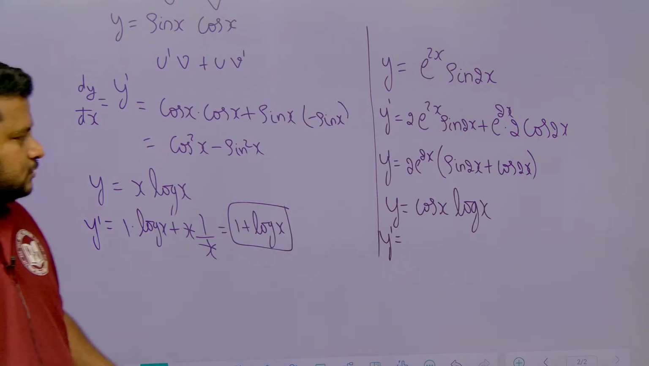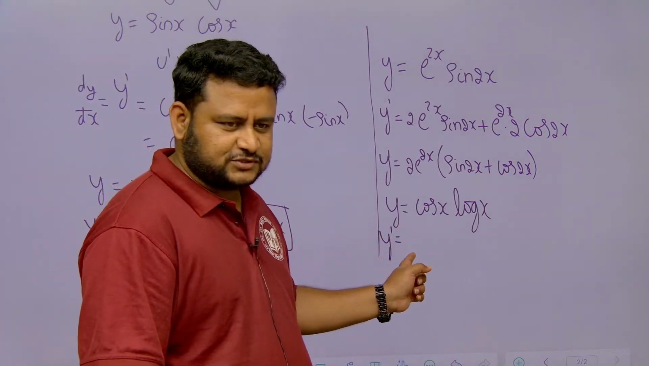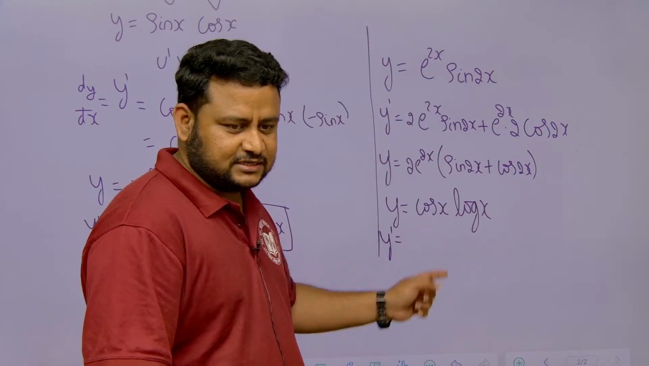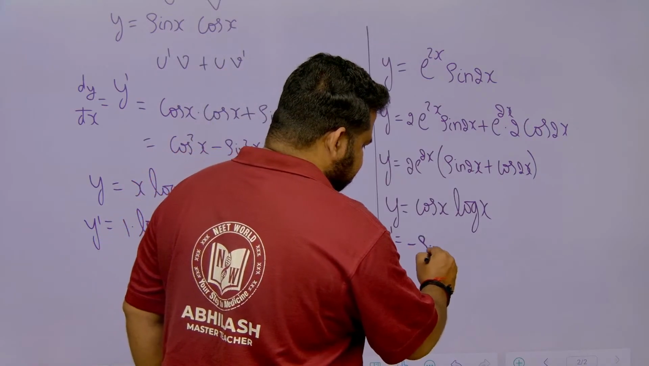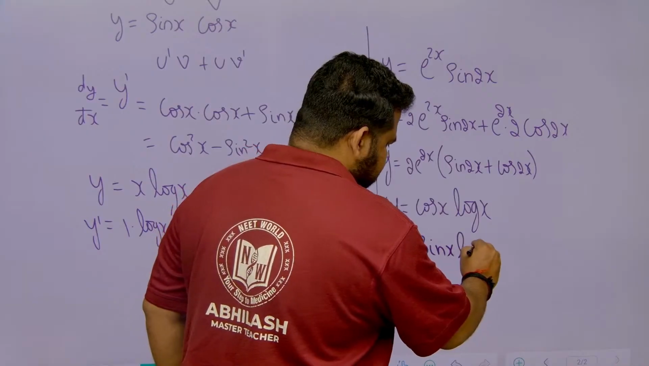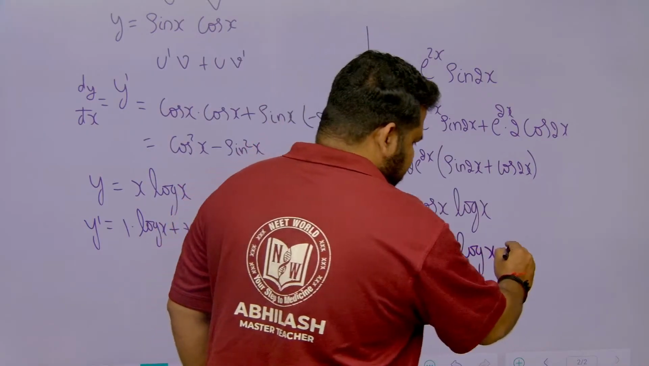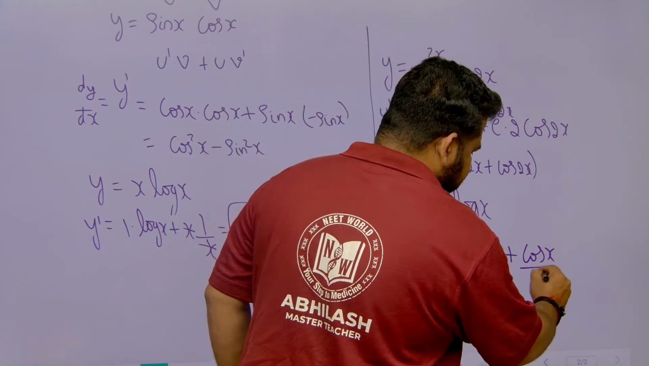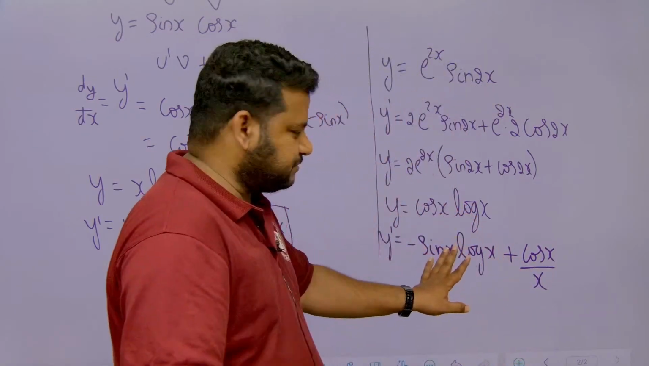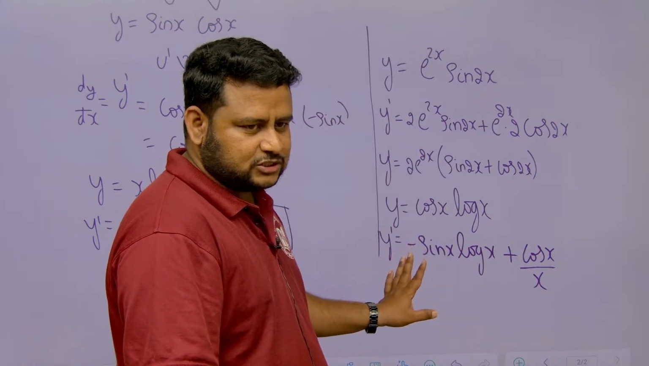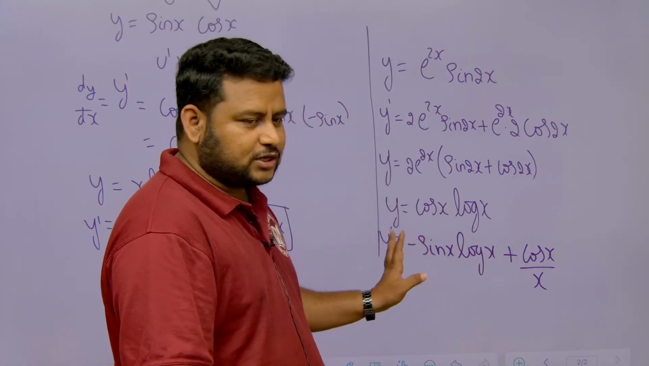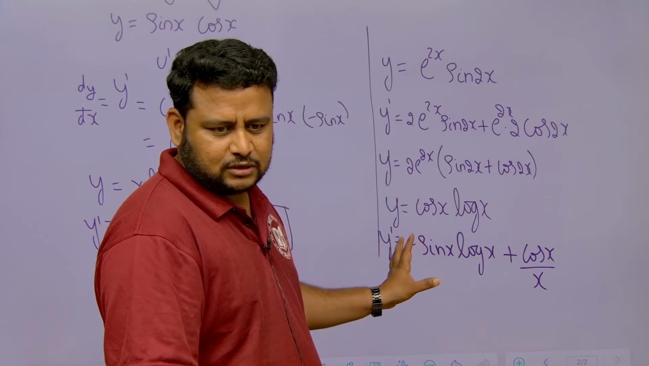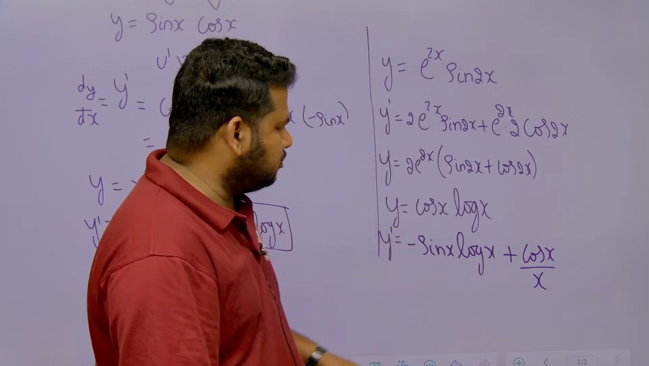Okay. So y is equal to cos x log x, y dash we have to find out. First we differentiate the first function. Derivative of cos x is minus sin x. So we will get minus sin x into log x plus cos x, you keep it as it is, cos x, and the derivative of log x is 1 by x. That's all. This much is enough. Understood? This is how we apply the product rule. Clear? Okay, let us proceed.